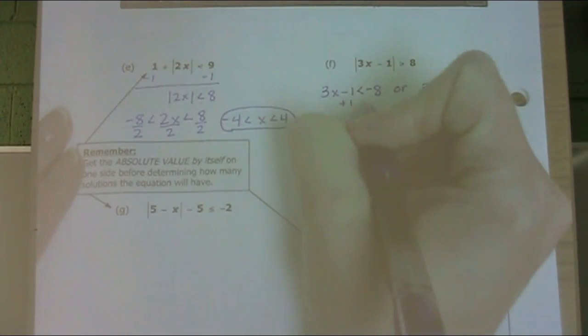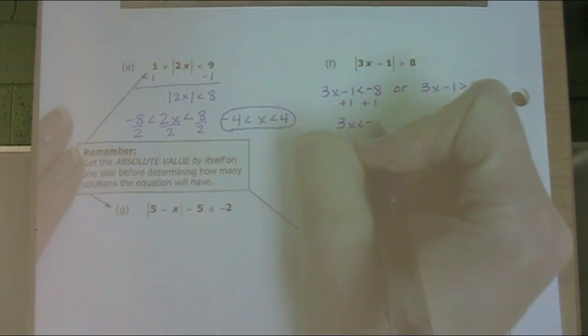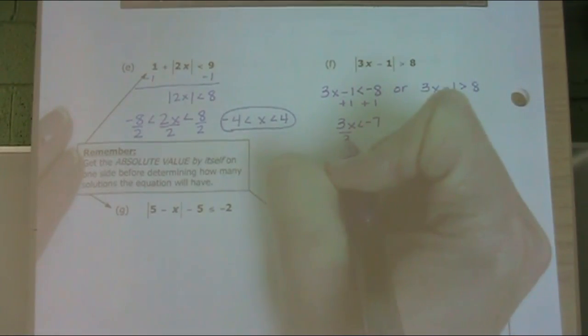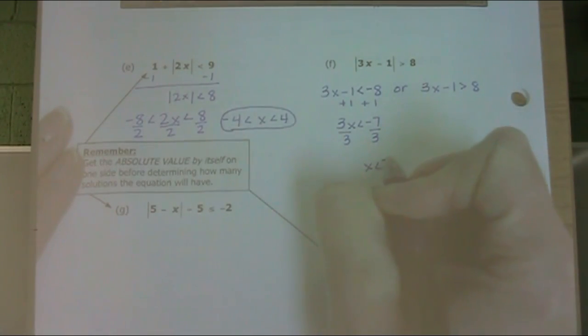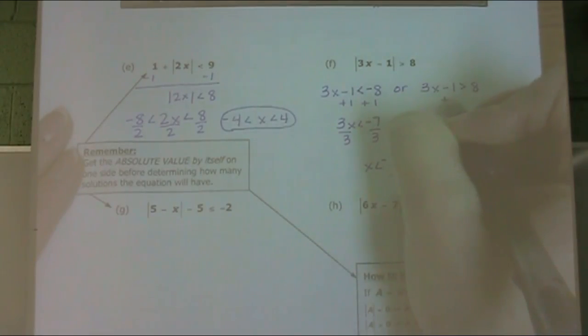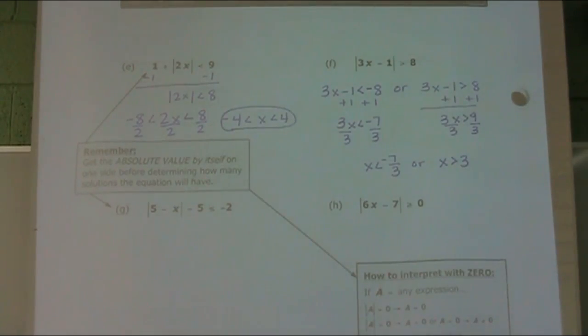Now I've got to solve both of these. So add 1 to both sides, and I have 3x is less than negative 7. Divide both sides by 3, and I have x is less than negative 7/3. Or, here add 1 to both sides, and I have 3x is greater than 9. Divide both sides by 3, and I have x is greater than 3. And that is my disjunction.